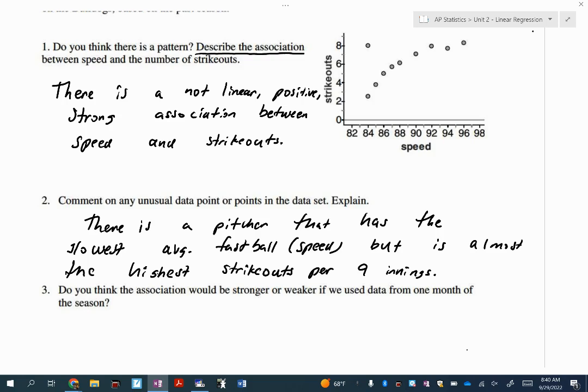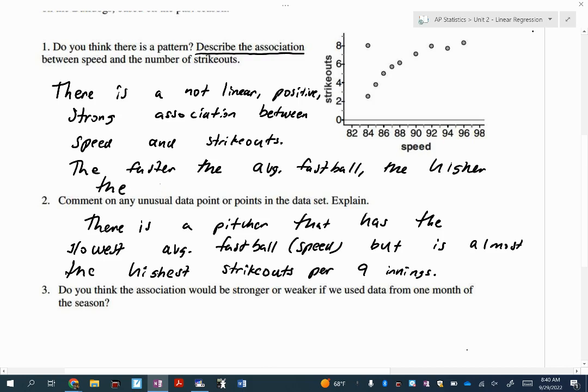That makes sense. And if you don't know anything about baseball, that's fine. But if you've watched some baseball, really the faster the average fastball, the higher the Ks per 9 innings. K means strikeout. And remember, use those weasel words, right? This is in general, right?